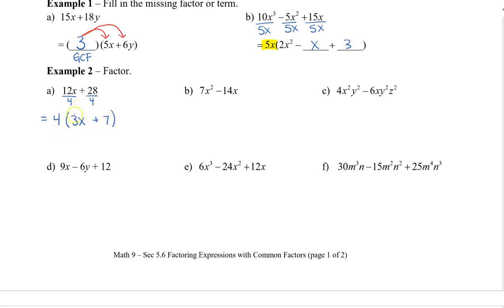And again, we can check by multiplying this in. So 4 times 3x is 12x. 4 times 7 is 28. All right, the next one.